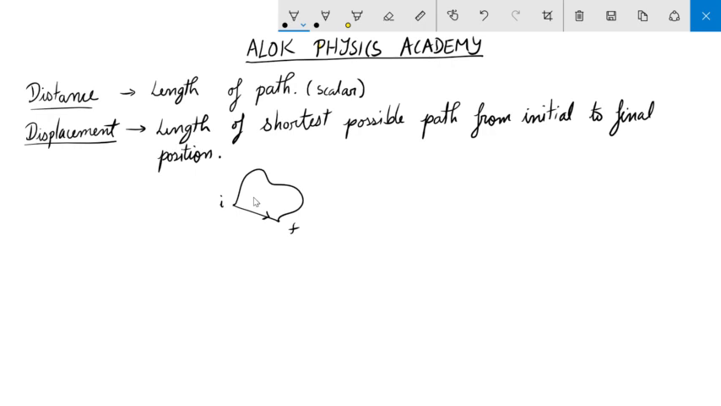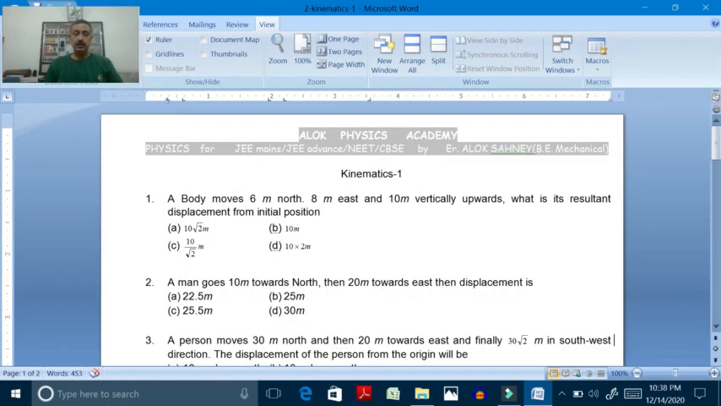Right? So these are the two terms that we are going to learn today, and now we are going to do some examples based on these two terms. I have a sheet prepared with me. Let us try one question out of that sheet. So on the screen you can look at the first question.